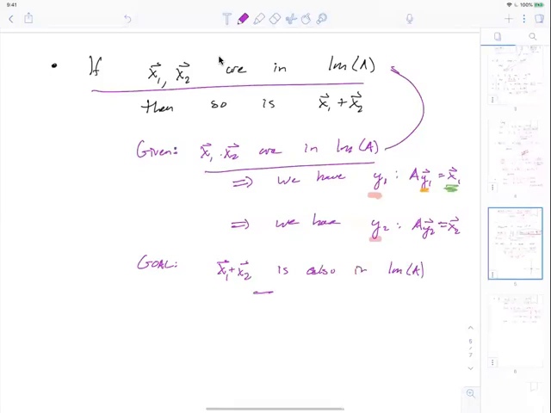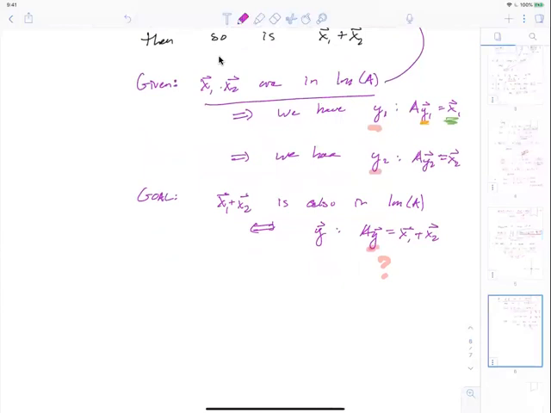All right, and what does this really mean? This means that there is some Y such that A times Y is equal to X1 plus X2. We don't know what this Y is. This Y is going to be a big question mark. But we just need to find some vector that works such that when we multiply it by A, we get X1 plus X2.